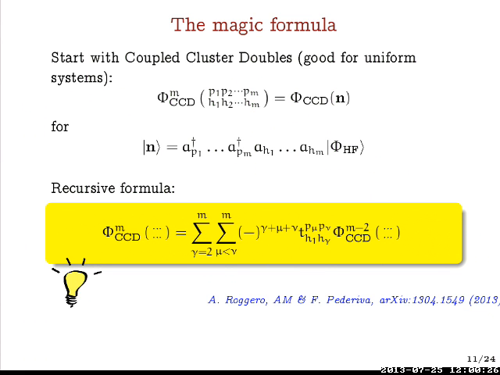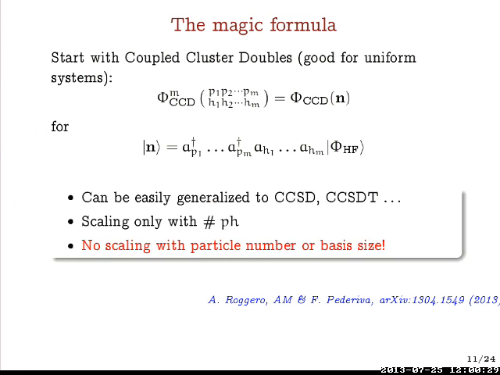The scaling of this formula is, so this can be generalized to CCSD or CCSDT, it's not very difficult. The important point is that the scaling of this goes with the average number of particle holes that you have in your walker. It doesn't scale with the number of particles or the size of the basis. It will have some scaling with how strong your interaction coupling constant is, but no scaling with the number of particles and the size of the basis. So this is very important. It's polynomial. I mean, it's better than polynomial.